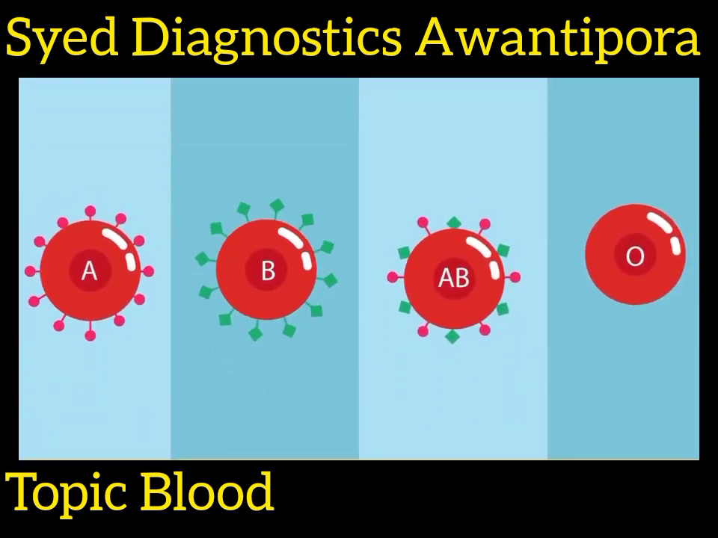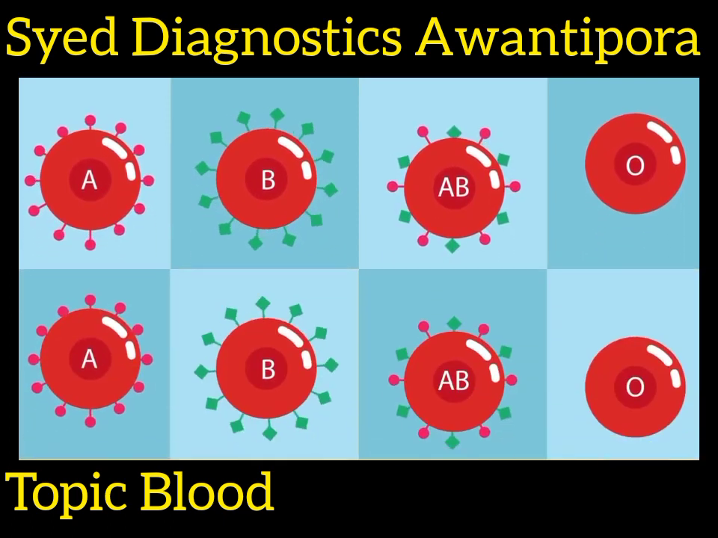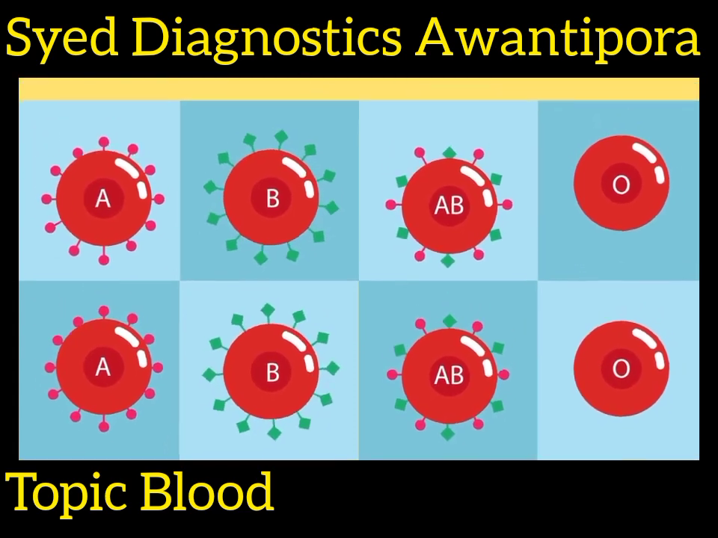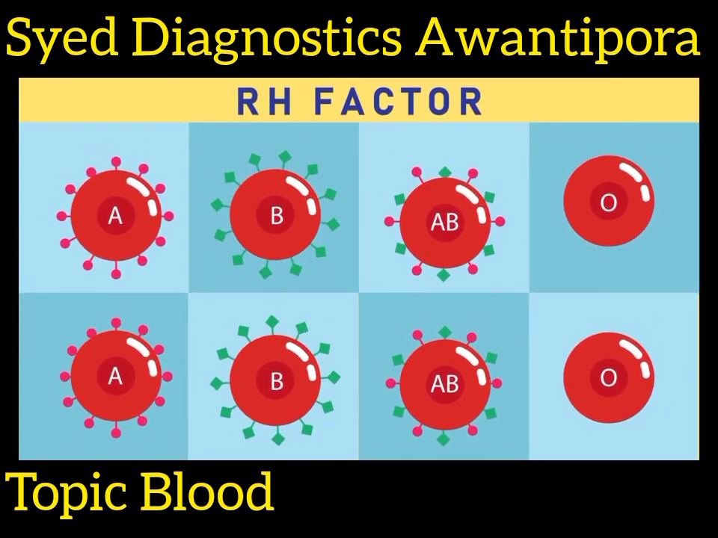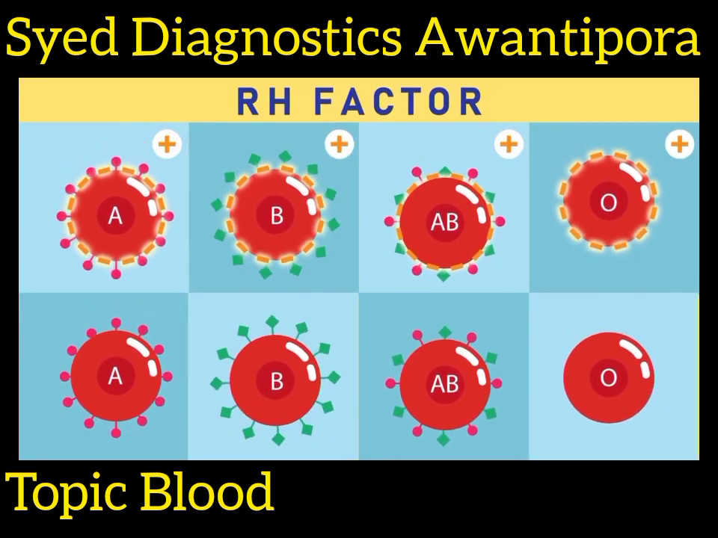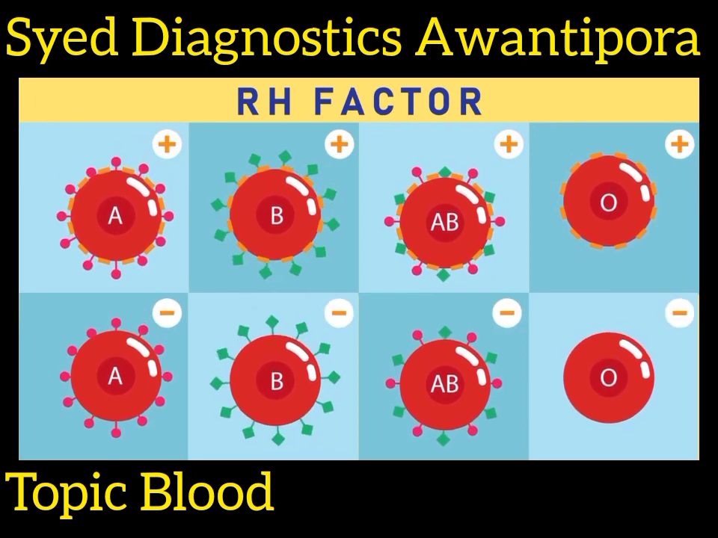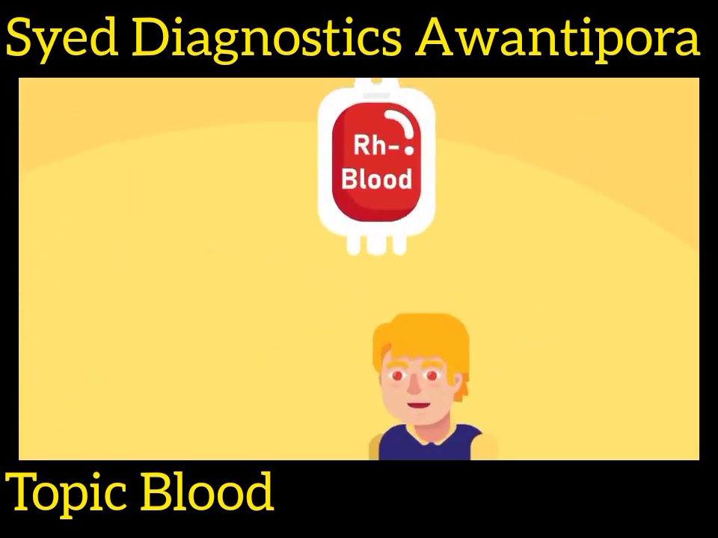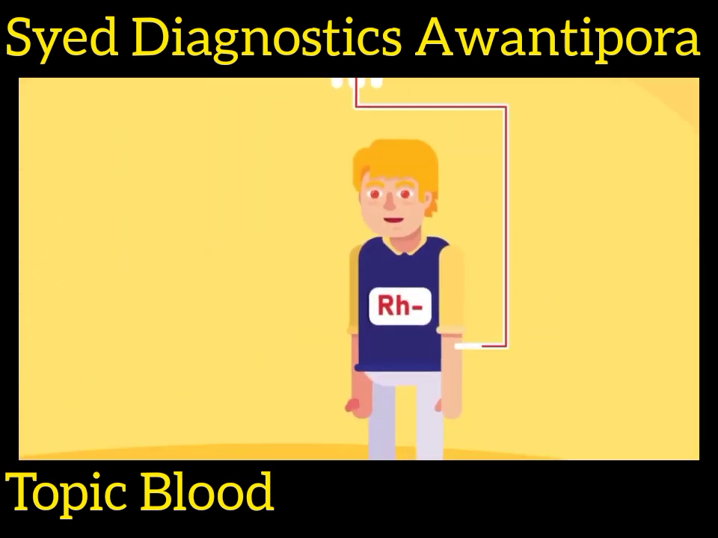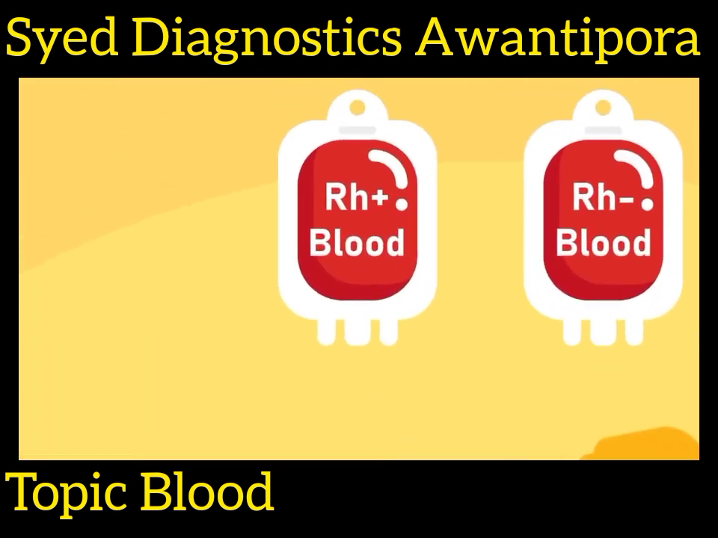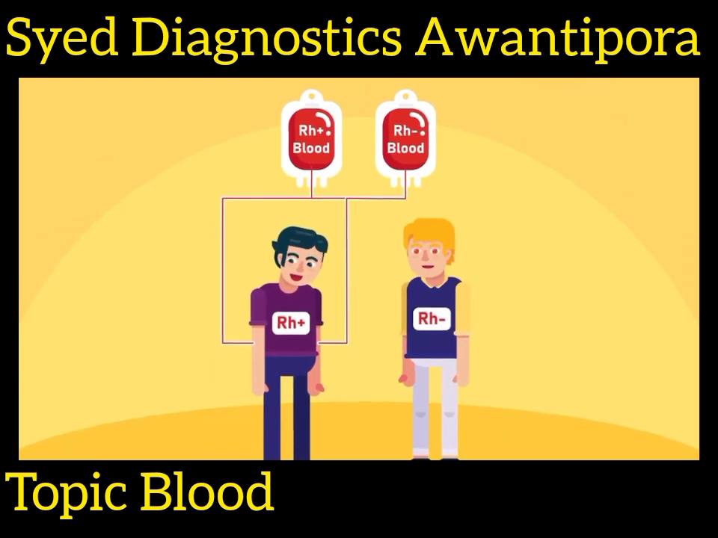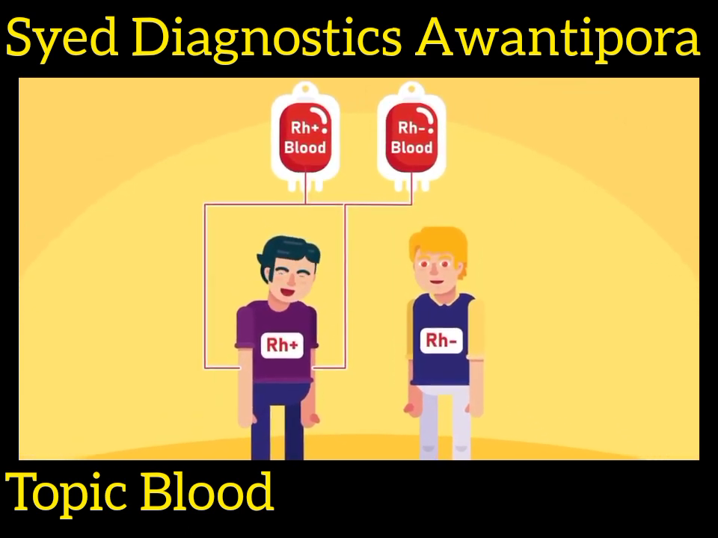blood typing and cross-matching. Now, the next turn is to know about an interesting factor known as Rh factor, which can be either present (positive) or absent (negative). In general, Rh negative blood is given to Rh negative patients, and Rh positive blood or Rh negative blood may be given to Rh positive patients.